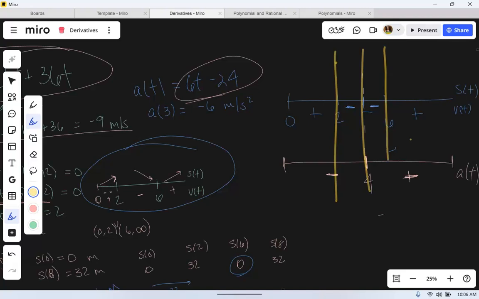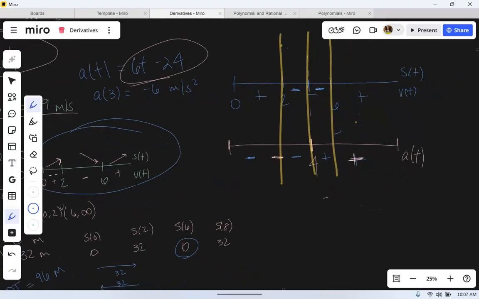Here are my intervals, right? So this is negative, negative. This is positive, positive. So where are they the same? Where are the signs the same? So speed up.